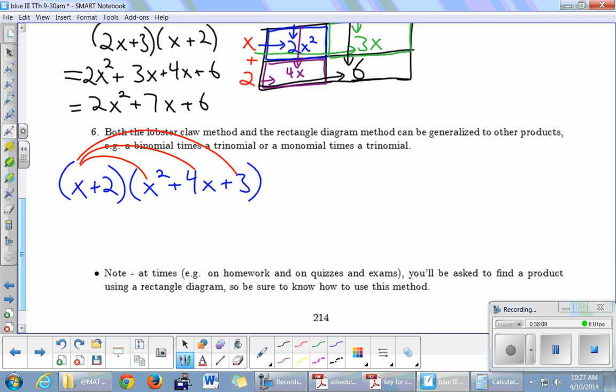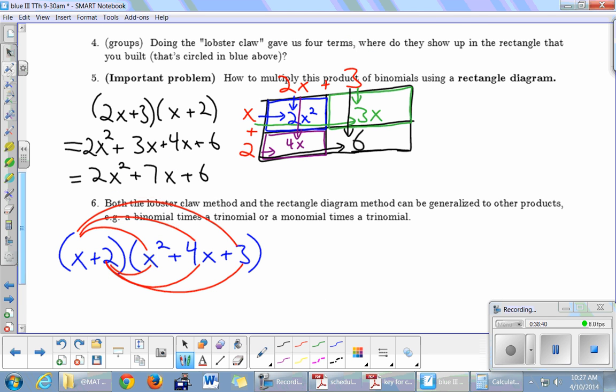And then the 2, what does the 2 have to go with? All of them again. Right. So the idea here is that it's everybody in the first parentheses times everybody in the second parentheses. How many different multiplications have we just listed? 6. 6 of these little red curves. So you're going to end up with 6 terms out here. Some of them would combine, so it would get a little bit smaller. But the idea is that the lobster claw and rectangle method both generalize.